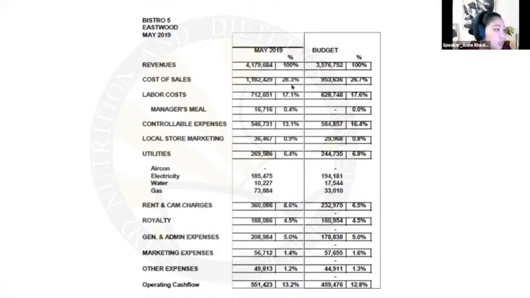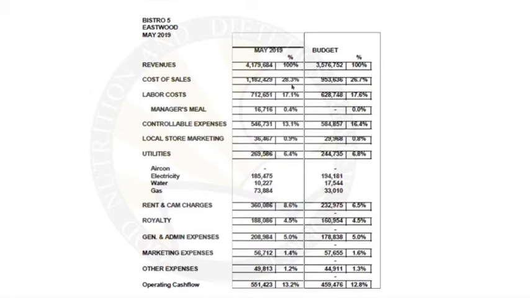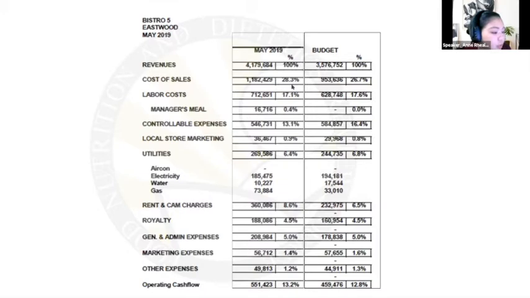So in this report, with a cost of sales of 28.3 and labor cost at 17, we were able to have a positive cash flow at 13.2% with peso value of 500,000. So this is just an example of a well-managed operation and a very much profitable financial report.